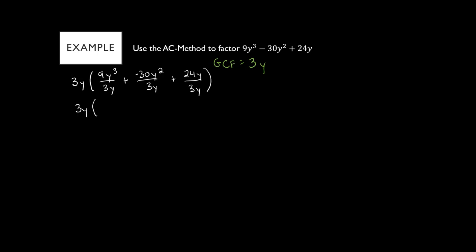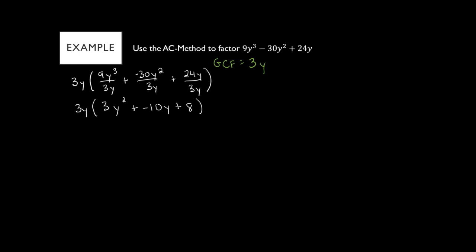Simplify. I have 3y in front. 9 divided by 3 is 3, and now I'm left with y squared because I removed one of them, I divided it out. Then -30 divided by 3 is -10, so that's plus -10y. And then 24 divided by 3 is 8, and the y's cancel, so we're left with 3y squared minus 10y plus 8.